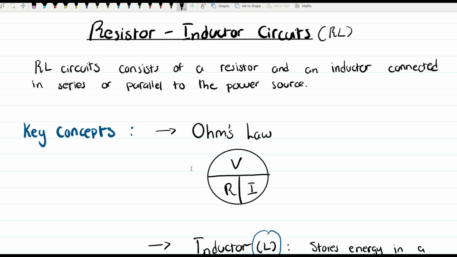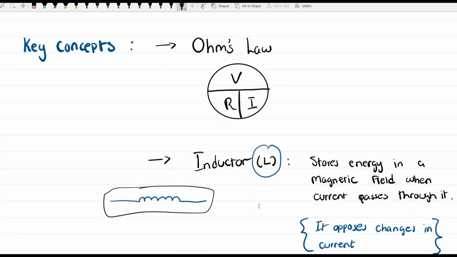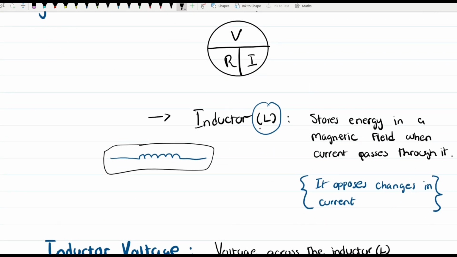We have Ohm's law, which is the first one, and then we have the inductor, which is represented using this L, and this right here is the circuit symbol. This is the symbol of an inductor. The inductor stores energy in a magnetic field when current passes through it. Also note that it opposes the changes in current.